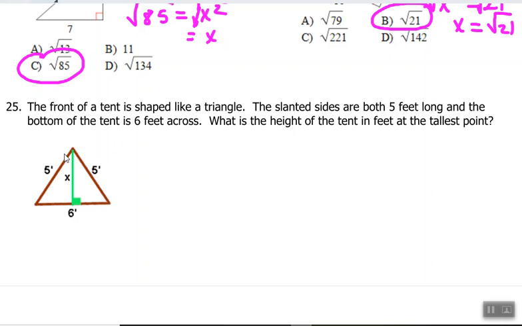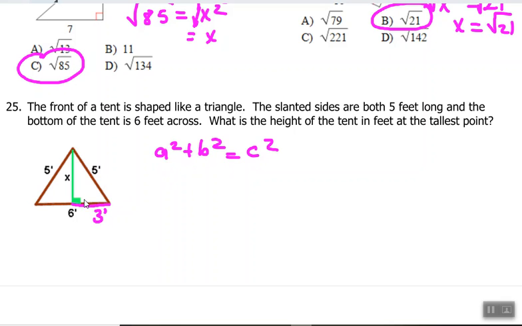So if I want to know the height of the tent, I'm looking for a right triangle. So right now I can see if this tent pole comes straight down and everything is even, I know that the bottom of the triangle that I care about is going to be 3 feet. So I also have 3 feet in that direction. But I can find that missing x because I know that a squared plus b squared equals c squared, where a and b are legs and c is the hypotenuse.